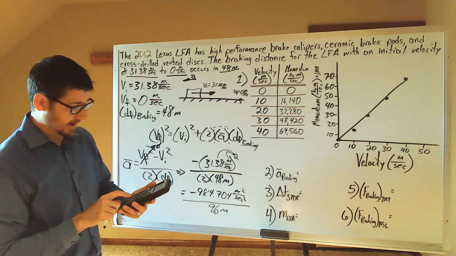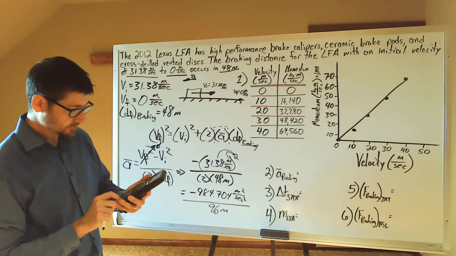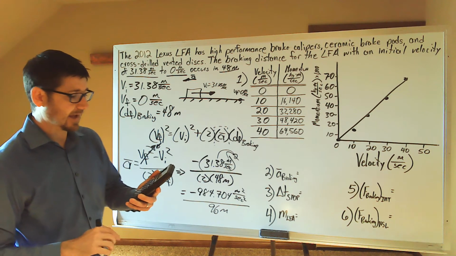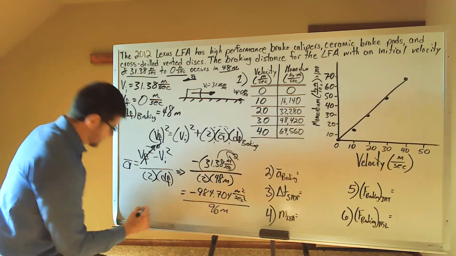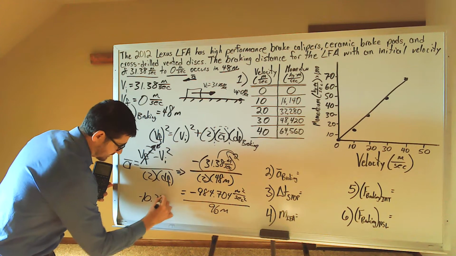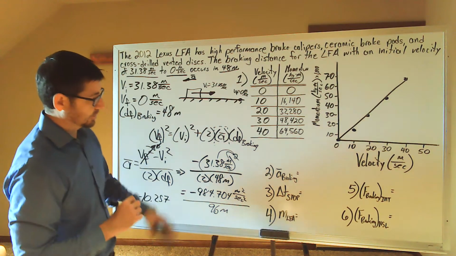So let's go ahead and divide this here. And this is going to give me a negative 10.257. Now let's take a look at our units.